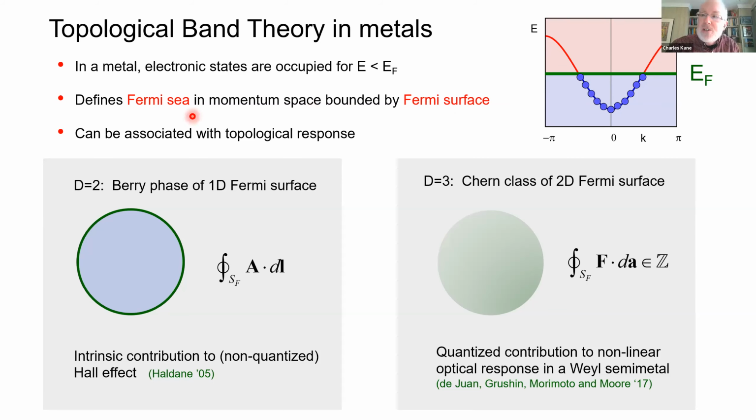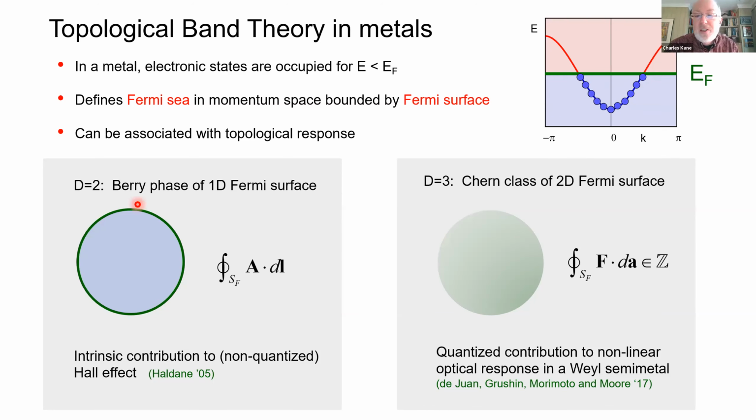And so this can be associated with topology as well. For instance, there's old work by Duncan Haldane, which pointed out that in two dimensions, there's an intrinsic contribution to the now non-quantized Hall effect, which comes about due to the Berry phase acquired by an electron going around the Fermi surface.